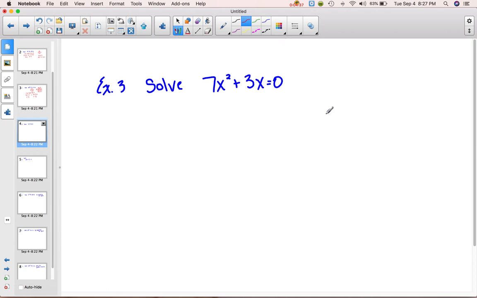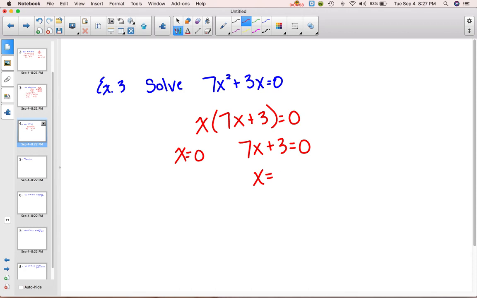Another factoring problem. Now remember, the very first kind of factoring you should always try is GCF factoring, and that's what you're going to do here. So actually this one is quite simple. We're going to factor out an x and have 7x plus 3 equals 0. Go right to the zero product property, so either x is 0 or 7x plus 3 is 0. So this gives us -3/7, and 0 as our solutions.